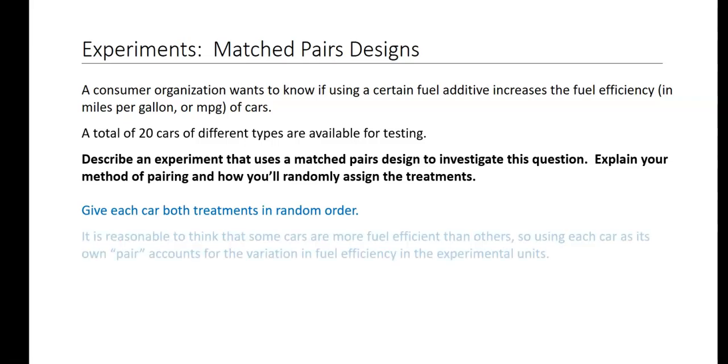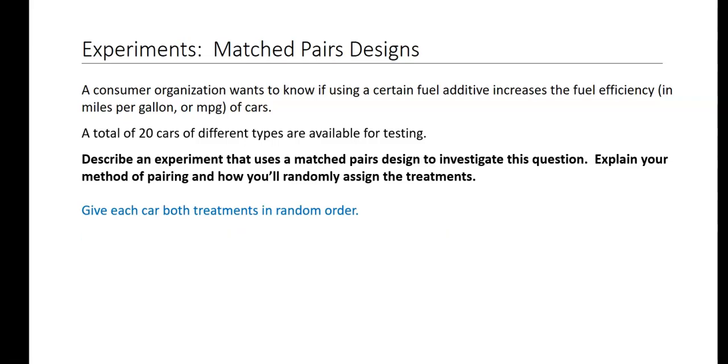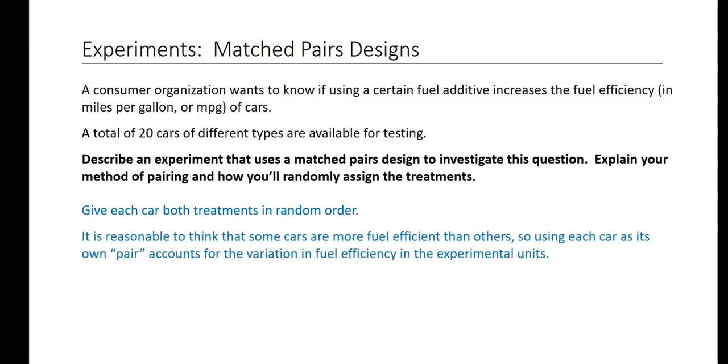So give each car both treatments in random order. That's important too. So you choose half of them to get the one treatment first, half of them get the other treatment first. I'd like the placebo treatment first, that kind of thing. It's reasonable to think that some cars are more fuel efficient than others. So using each car as its own pair, oh, that's great. Because you have 20 cars in a parking lot, like 20 different types. Some are going to be like Toyota Priuses, they get great gas mileage, and some might be like a Hummer that gets terrible gas mileage.